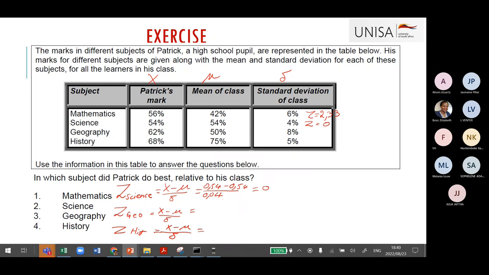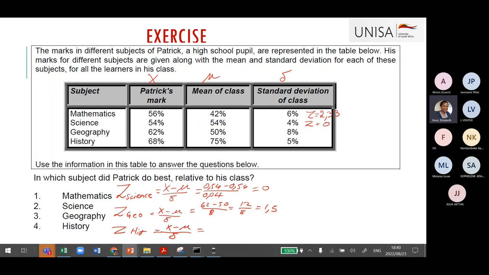For geography, anyone who wants to try? Nobody. No, I'll do it. Okay, this is Leanne speaking. So I have geography. I didn't use a zero point. I just used 62. 62 minus 50, it gives me 12 divided by 8. It gives me 1.5. It will still give you the same whether you use the 0 point or you use percentages.